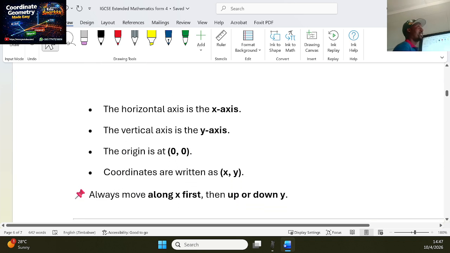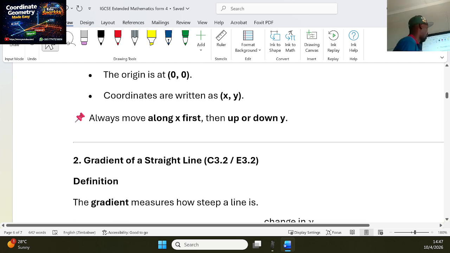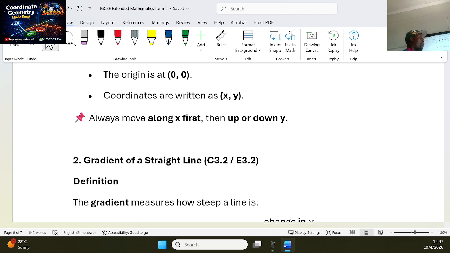So the horizontal axis, we refer to it as the x-axis, vertical, that's the y-axis. Origin is with coordinates 0 and 0. And coordinates are generally written in the form where we start with the x value, then followed by y.